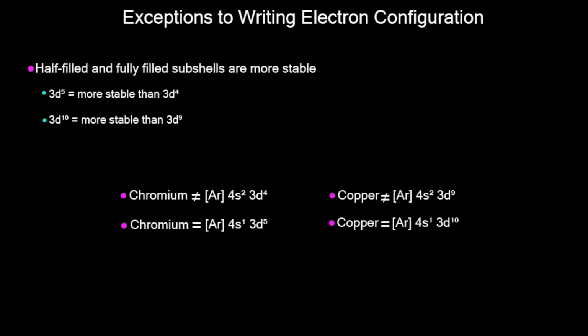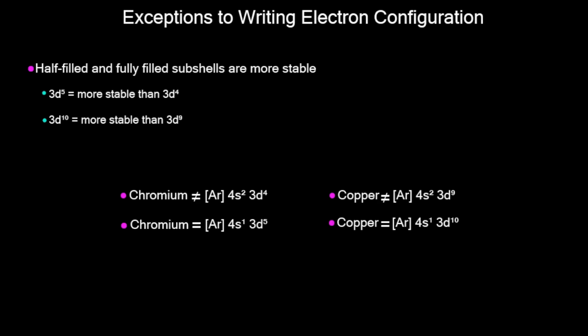On this slide, we will learn about some exceptions to writing electron configuration. Up to this point, we've been writing electron configuration using the Aufbau principle, Hund's rule, and the Pauli exclusion principle. And for most elements, those rules work just perfectly. But there are a few exceptions, and chromium and copper are two of the most famous ones. Let's start with the general idea behind these exceptions.